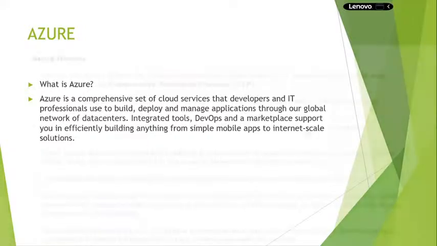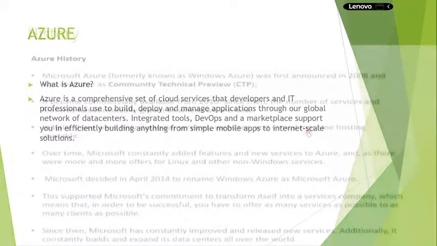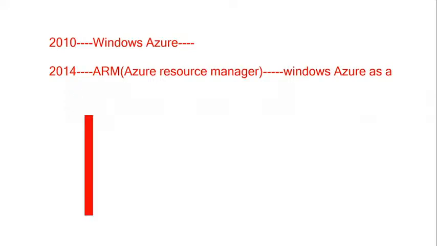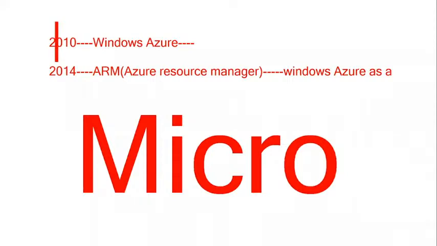Okay, next. When did Microsoft Azure come into the picture? Microsoft Azure came into the picture in the year 2010. At that time we called it Windows Azure. Windows Azure supported only Microsoft related applications. Later, in the year 2014, they introduced a new deployment model called ARM. ARM means Azure Resource Manager. And they renamed Windows Azure as Microsoft Azure.